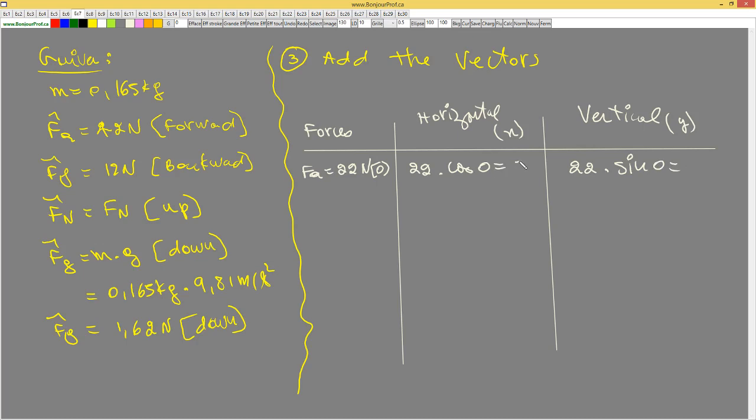Here, if you put the calculation, it gives you 22. Here it will give you 0. If you use your calculator, you put 22 times cosine 0, it gives you 22 Newton. And here, if you put 22 times sine 0, it will give you 0 Newton. Do you understand or not? Now we finish with this first force.